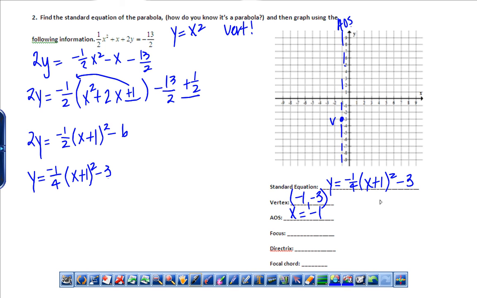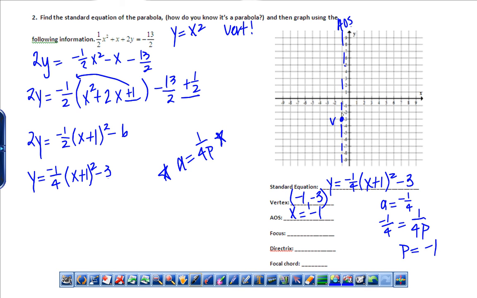We now need to look at the formula I gave you. If I know a is equal to negative 1/4, then I'm going to set that equal to, do you remember this? a is equal to 1 over 4p. So negative 1/4 is equal to 1 over 4p. So p is equal to negative 1.